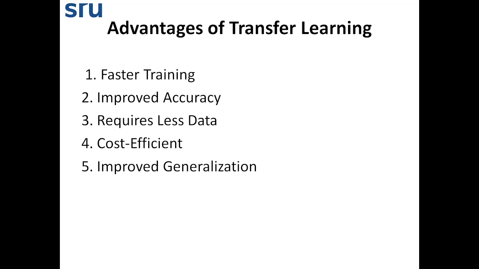What are, say, the different advantages of transfer learning? Faster training, improved accuracy, requires less data, which is very important. Then we have cost efficiency. It improves generalization. Generalization means the ability of a network to give accurate results on unknown data or unseen data.